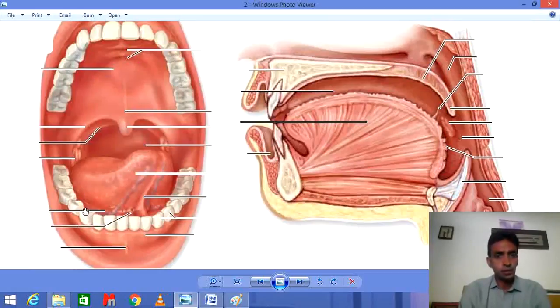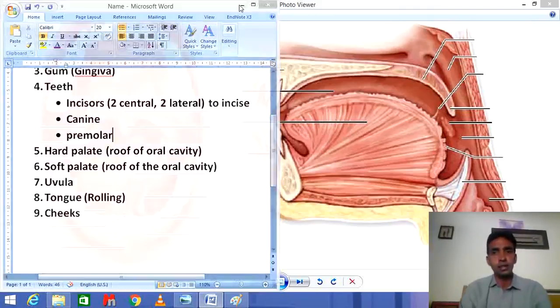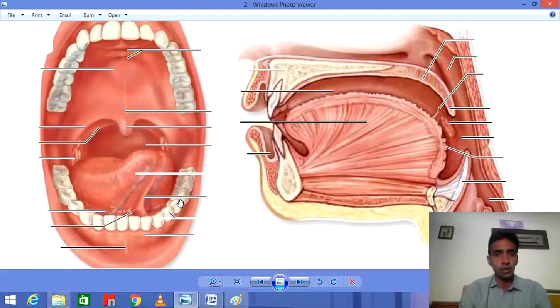After the canine, this one, and over here, this one and this one, these are called premolar. Pre means before, and molar means molar. These are the molar teeth, and molar teeth are responsible for chewing up food.